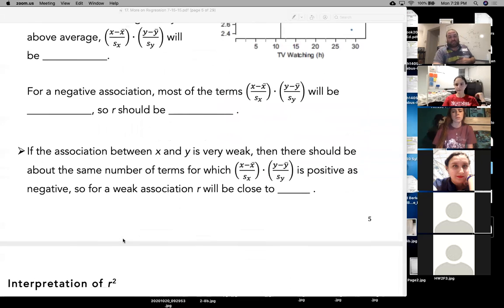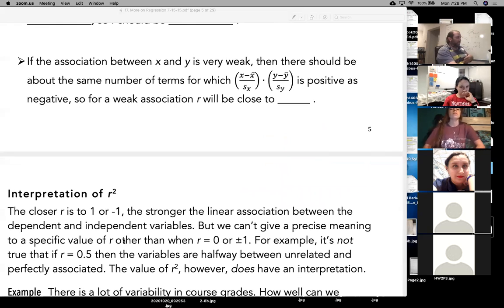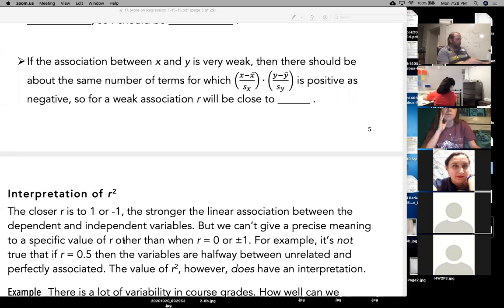Now, if the association is weak, then we expect essentially just as many positive terms as negative terms, because you have some here, and some here, and some here, and some here. You have some all over the place. So the weak is just everywhere and not defined as negative or positive or strong. With weak, you can still talk about weak positive and weak negative, but essentially weak is almost non-existent. It's like there's no correlation. The correlation is so minor that you don't even see it happening at all.